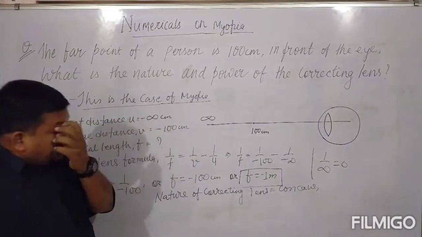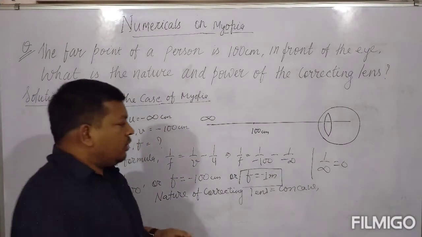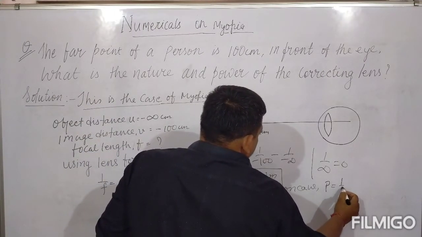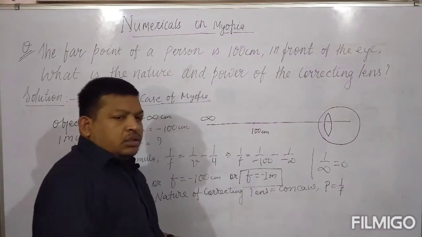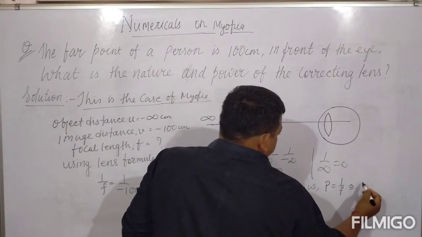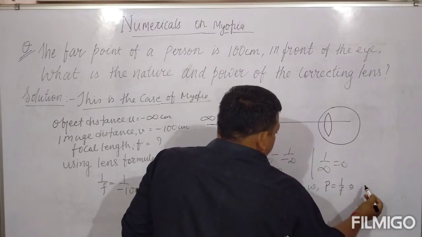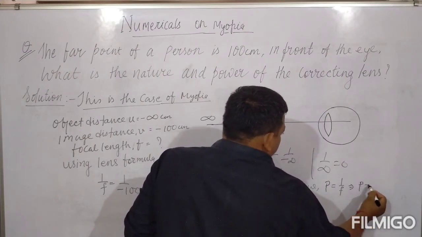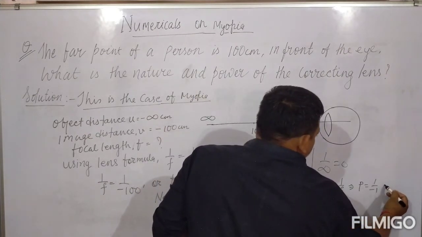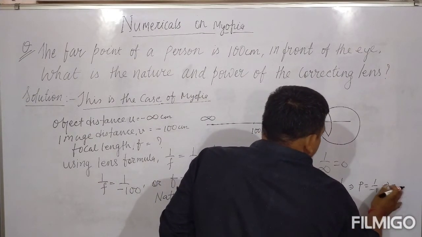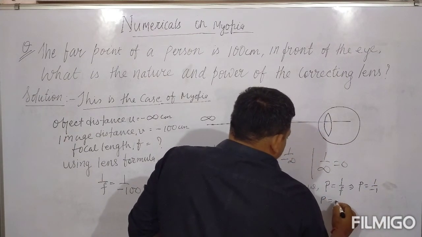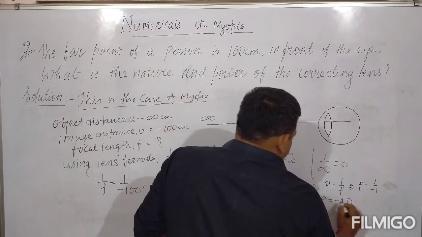Now the power of the lens. What is the formula of power? Power equals the reciprocal of focal length. We have calculated the focal length as minus 1 meter. So P equals 1 by minus 1, which is P equals minus 1 diopter. The power of the lens equals minus 1 diopter.